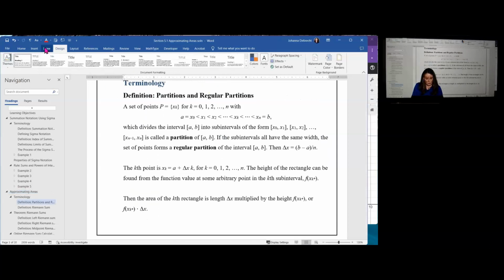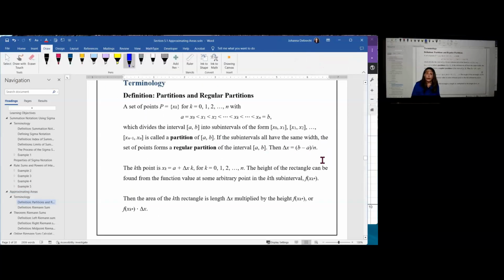Let's talk about what a regular partition is. When all the widths are the same, in other words, they draw better than I do, and they made all of their rectangles the same width, we call that a regular partition. If it's not the case that all the widths are equal, we simply call it a partition, but not a regular one. Regular means the widths are all the same. In that case, we can compute the width and call it delta x by computing (b minus a) divided by n, as you see here.